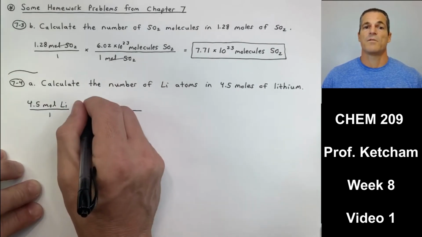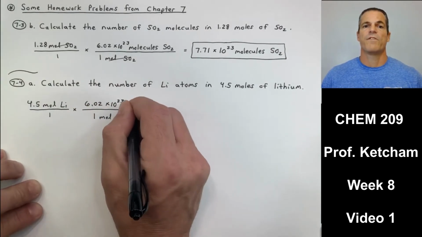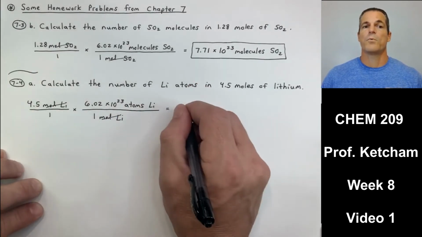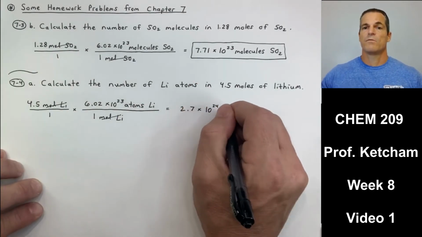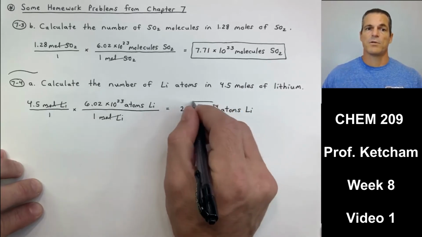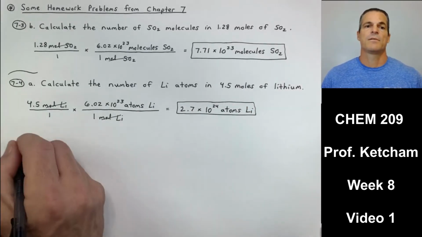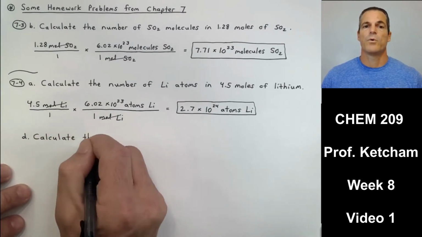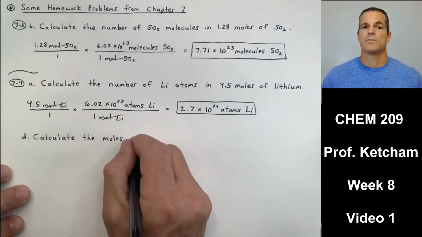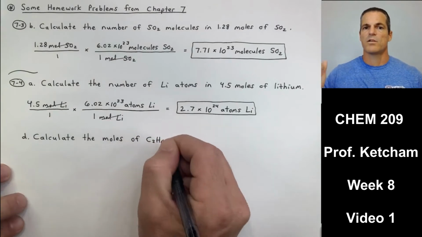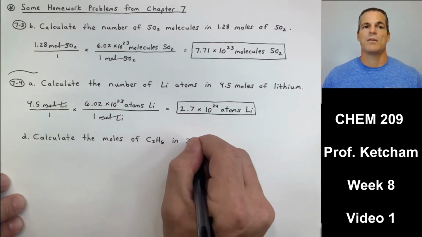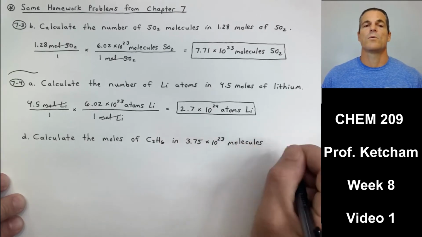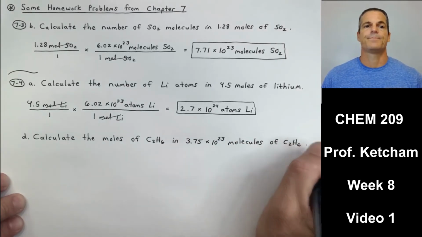7.4a, calculate the number of lithium atoms in 4.5 moles of lithium. So I start with what I'm given, put it over 1, 4.5 moles of lithium. For every 1 mole of lithium, I have 6.02 times 10 to the 23rd atoms. Started with 2 sig figs, my answer has 2 sig figs, 2.7 times 10 to the 24th atoms. Now notice the difference between molecules and atoms in 7.3b and 7.4a. That's because SO2 is a molecule, whereas Li was an atom.